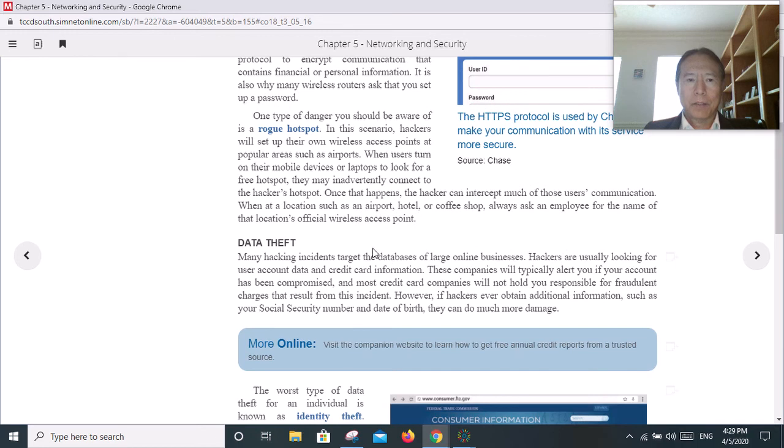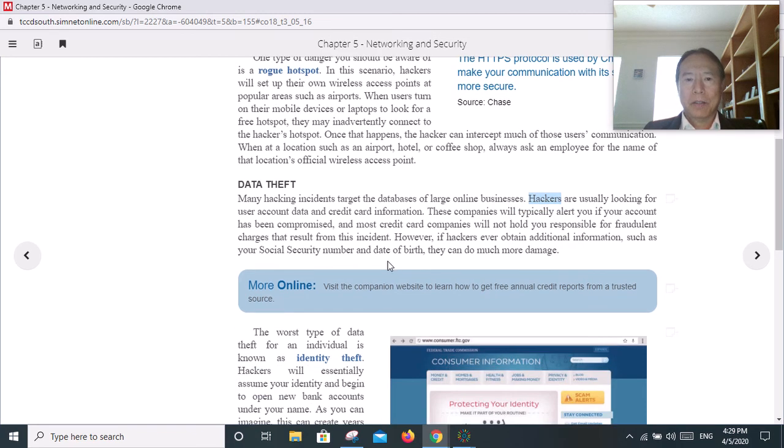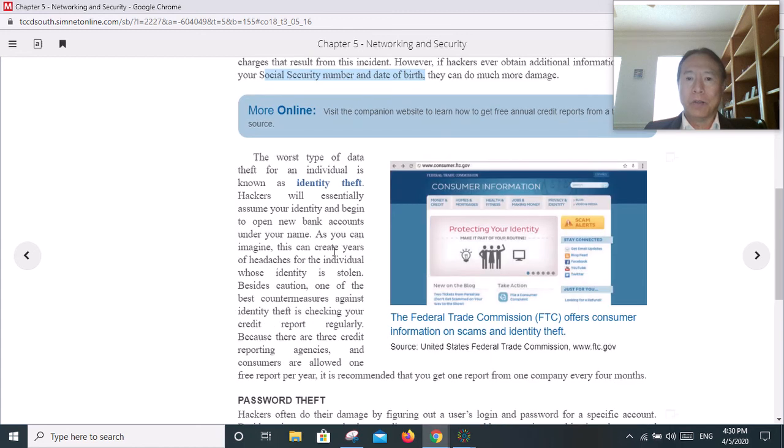Okay. And they're talking about data theft here. As I mentioned to you, hackers steal your info, number one, for money, number two, for fun. That's bad. Such as your social security number, and more than that, your date of birth, your bank account information. They pretend they are you to steal your money and your benefits. Protecting your identity: how can you protect your identity?